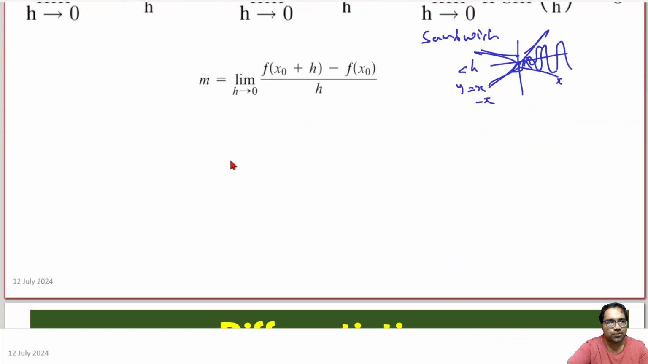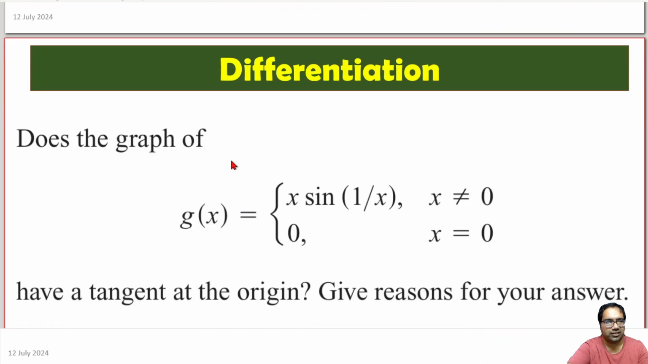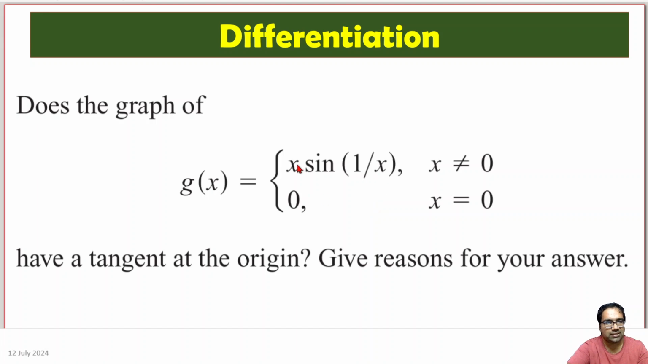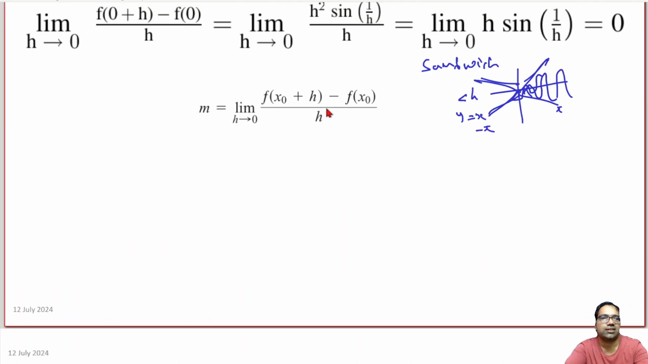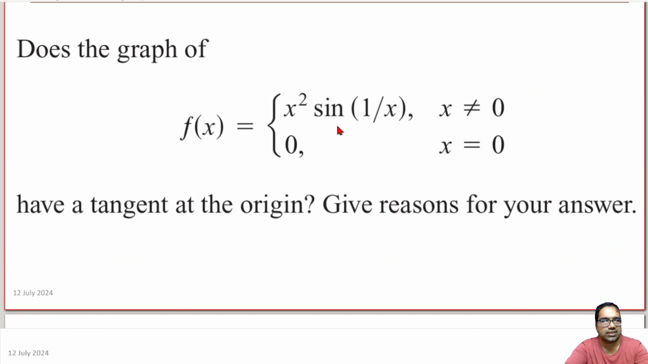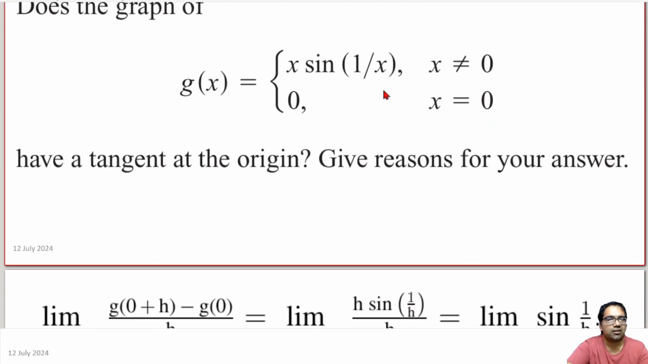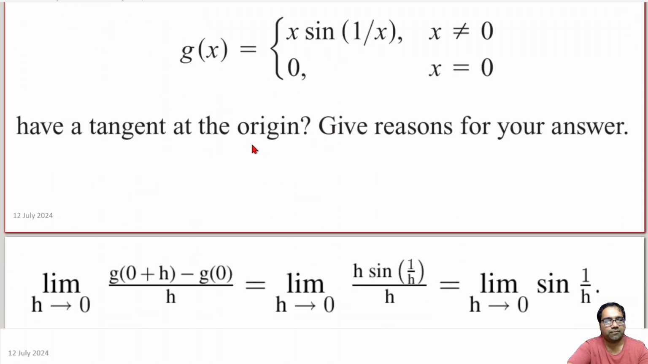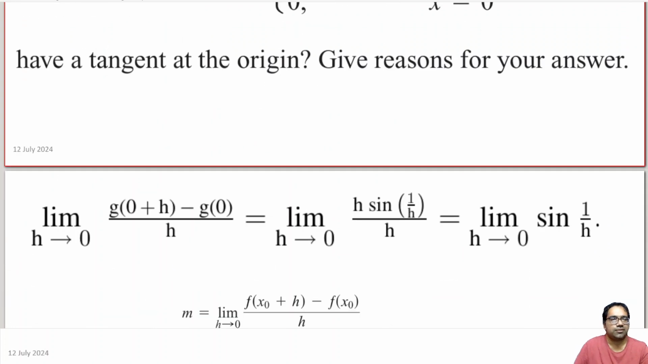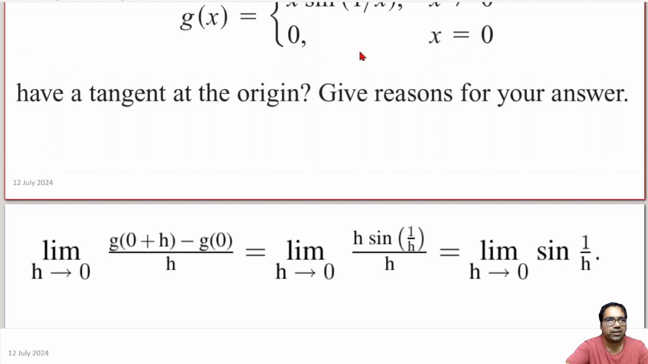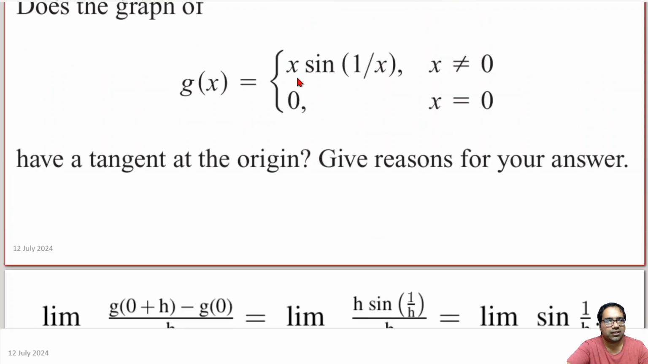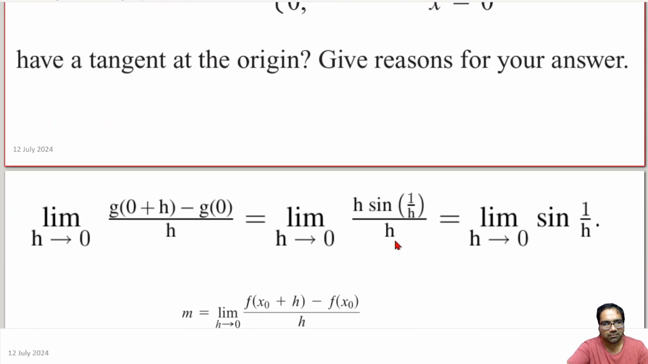Now let us do another interesting thing which is slightly related. Let's say the graph of the function is x sine 1 by x. Earlier it was x square sine 1 by x, and now it is x sine 1 by x. Now whether it has a slope or not, similarly we will do the same thing. g of x naught plus h minus g of x naught. x naught is anyway 0. g of h minus g of 0. g of 0 is anyway 0. g of h is h sine 1 by h, divided by h.